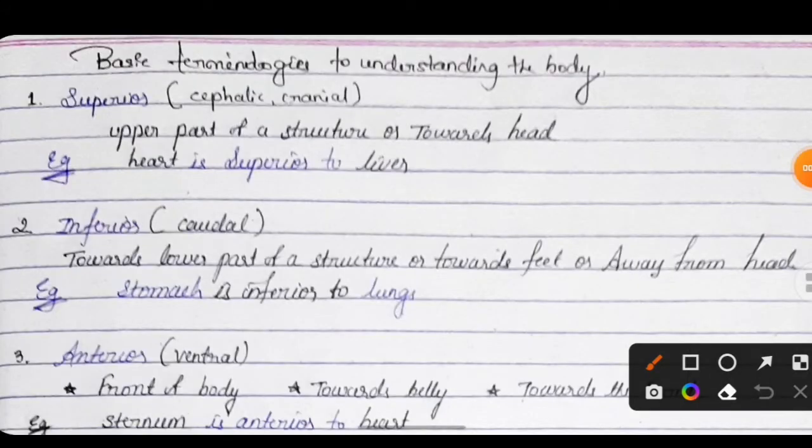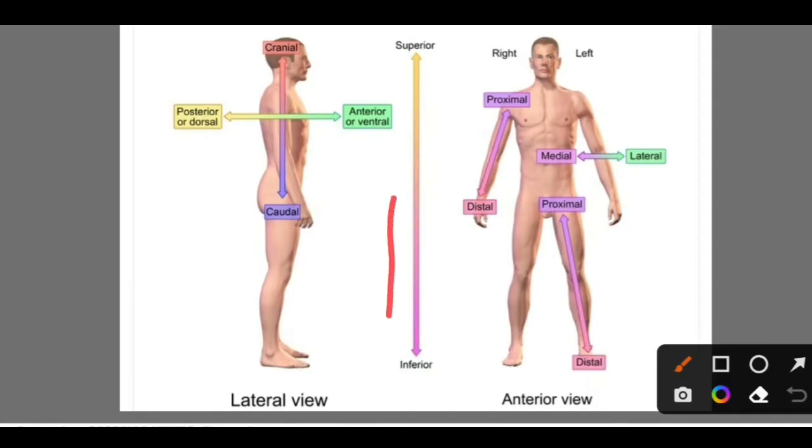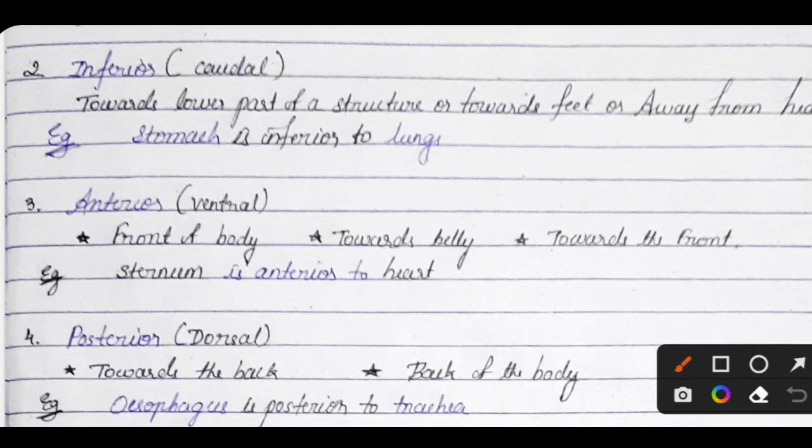Second one is inferior, that is caudal, towards lower part of a structure or towards feet or away from the head. For example, stomach is inferior to lungs, that is stomach is below lungs. You can see this is the below part, that is inferior part.